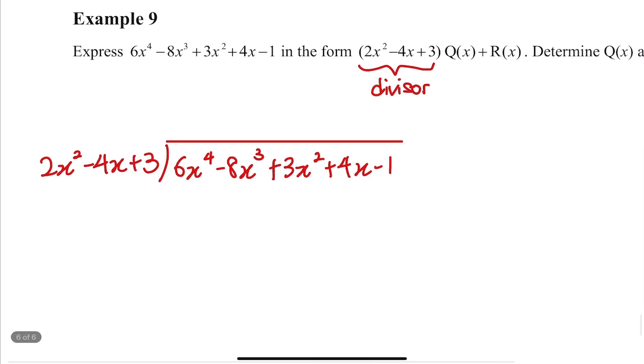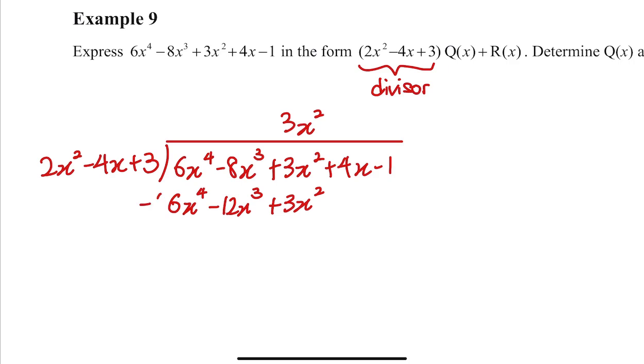Over here, I check this divisor: what do I need to multiply to cancel out the first term? I should multiply 3 with 2 to get 6, and x^2 with x^2 to get x^4. So I multiply by 3x^2. Then this multiplied gives 6x^4 minus 12x^3 plus 3x^2. Now that's ready, I can subtract.